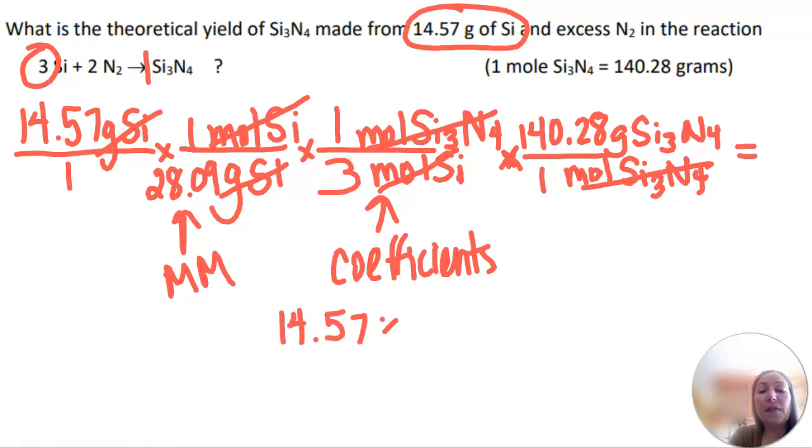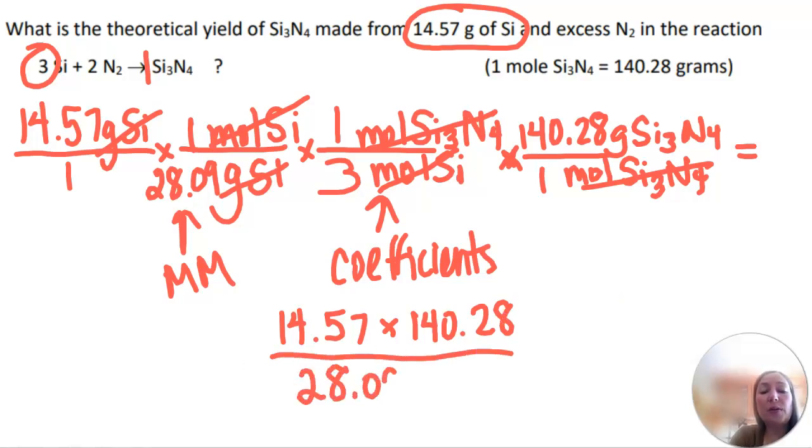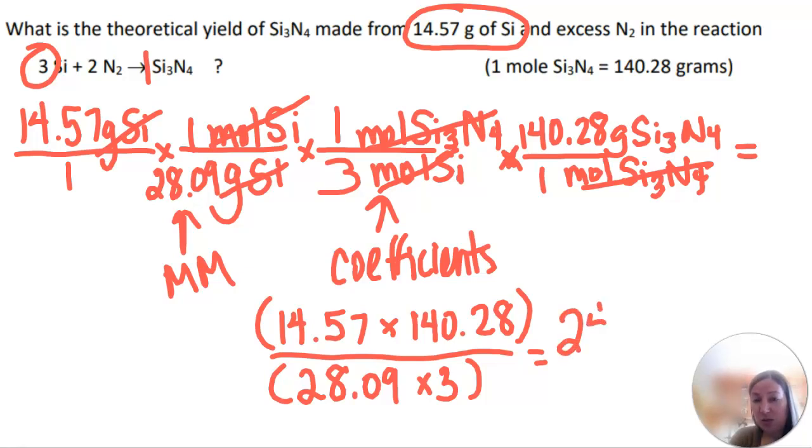Okay, when we multiply our fractions, we get 14.57 times 140.28, and then divide by 28.09 times 3. Now, if students make mistakes, it's not getting all of that in the denominator. If you don't use parentheses and you do it all at once, that 3 will pop up in the numerator on you, and you won't want that. You can do parentheses around both the numerator and denominator. Never hurts. And you should get 24.25 grams of Si3N4.